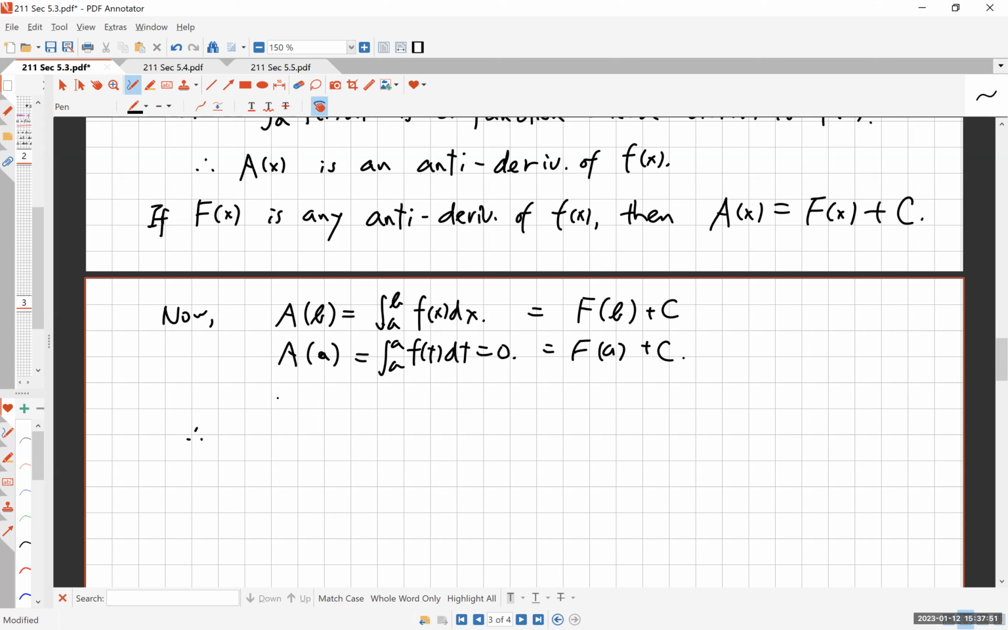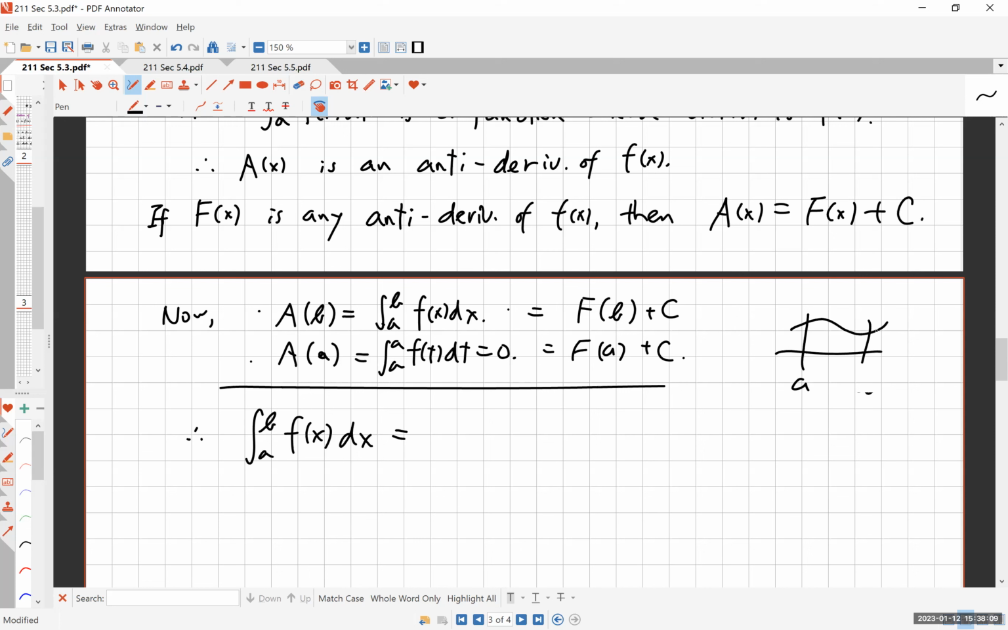Okay, and therefore look at this. If you look at the difference, I'm going to do a subtraction here. The difference between this and this is exactly the integral from a to b of f(x) dx. That is the area between a and b under f that I'm looking for. That integral is this minus this, but of course the c's will cancel, so it's F(b) minus F(a).